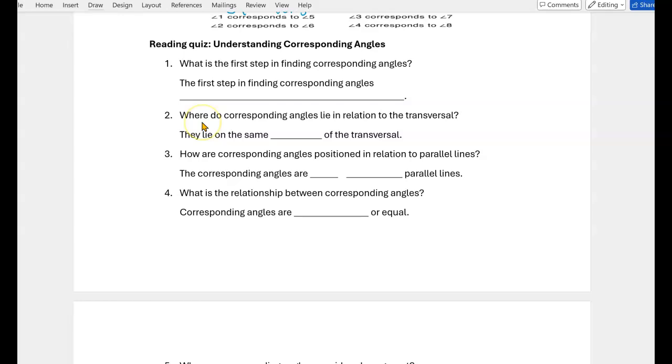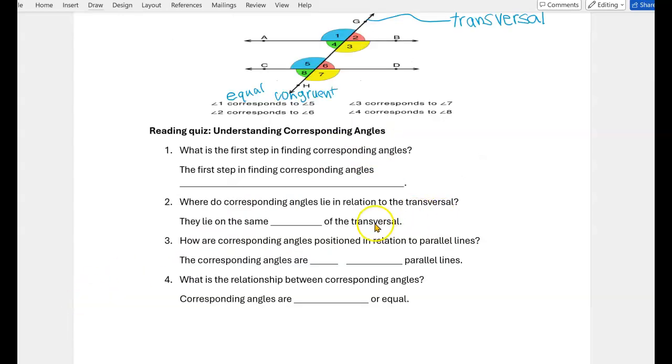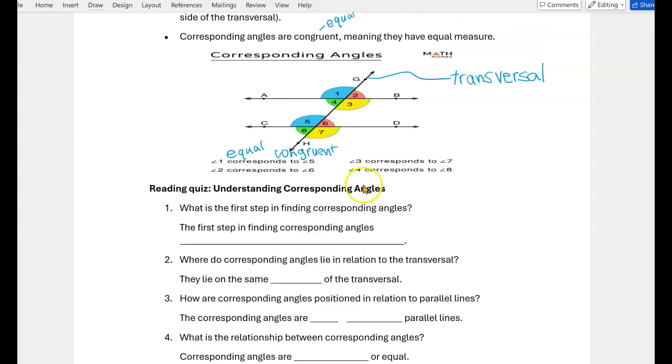Number 2, where do corresponding angles lie in relation to the transversal? They lie on the same blank of the transversal. Well, remember I showed you the transversal line and angle 1 and angle 5. They lie on the same side, yes.